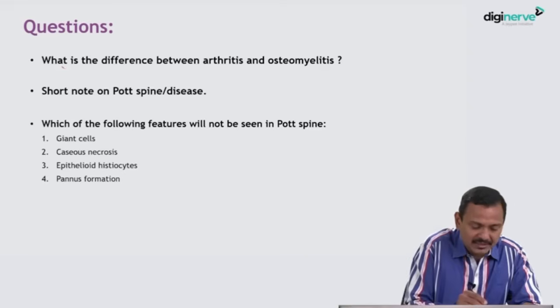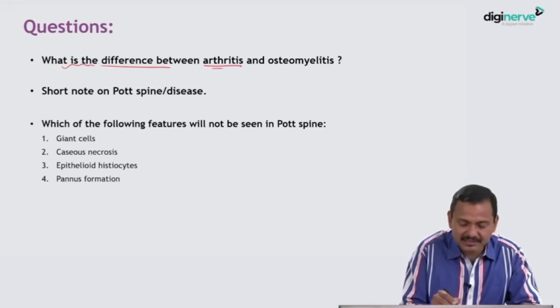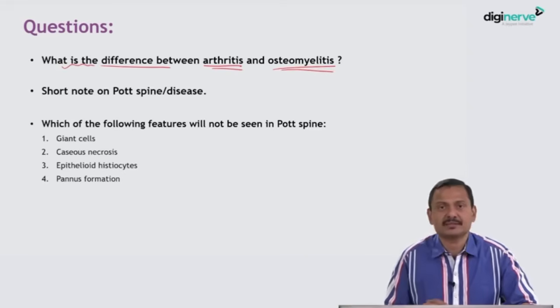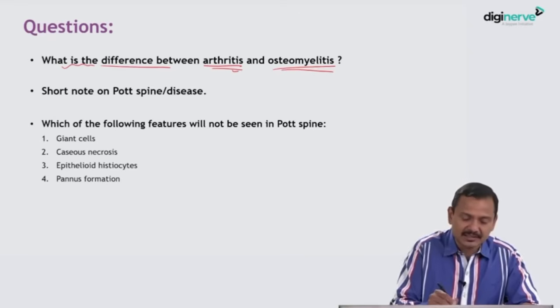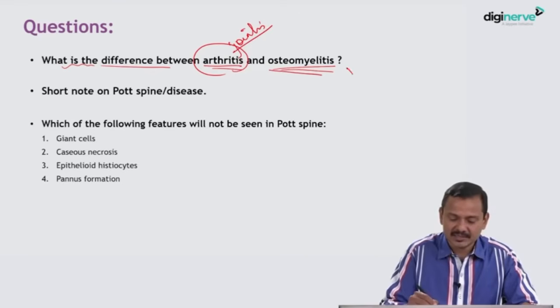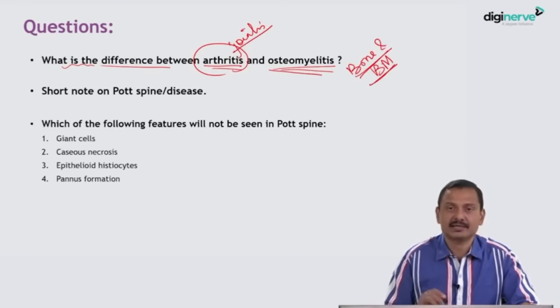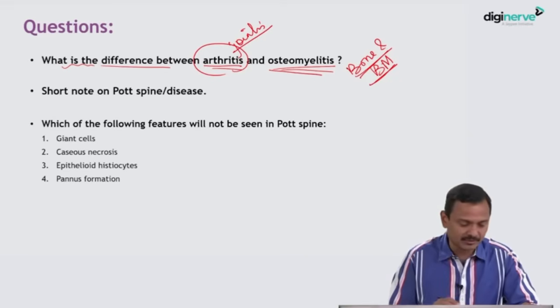So the first question: what is the difference between arthritis and osteomyelitis? Now you must be very clear that arthritis is involvement or inflammation of joints, whereas osteomyelitis is involvement of bone and bone marrow. That is inflammation of bone and bone marrow. Be very clear about it.